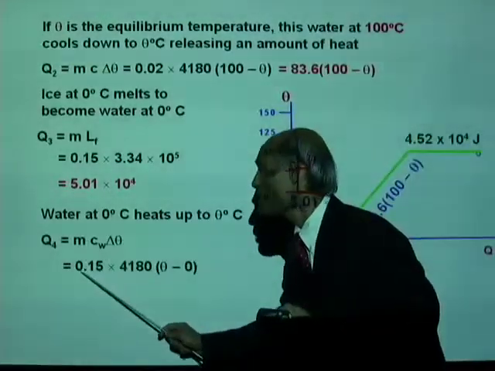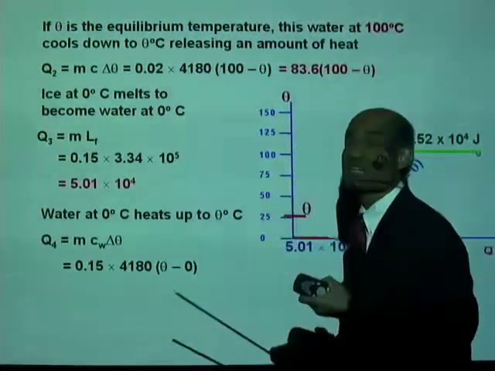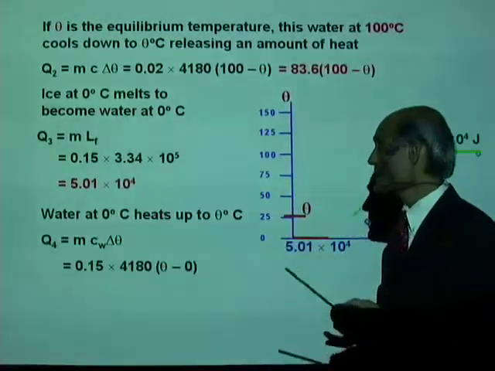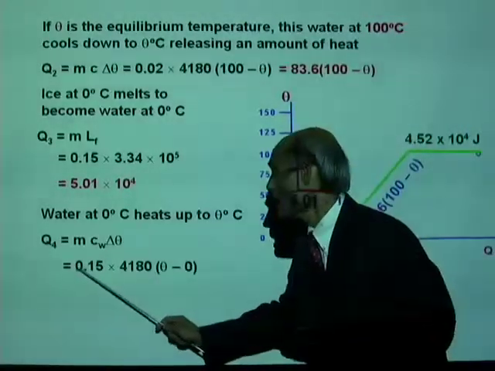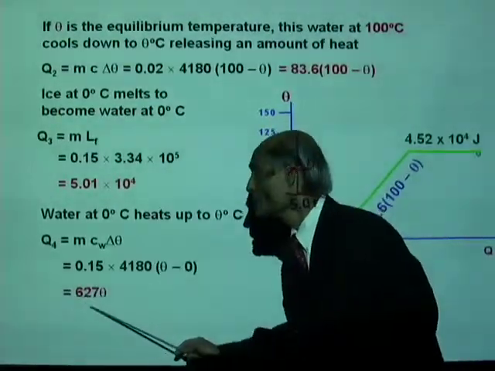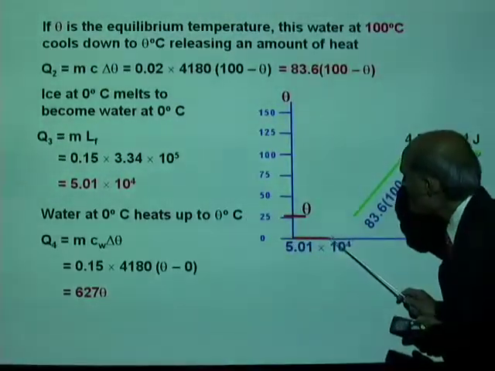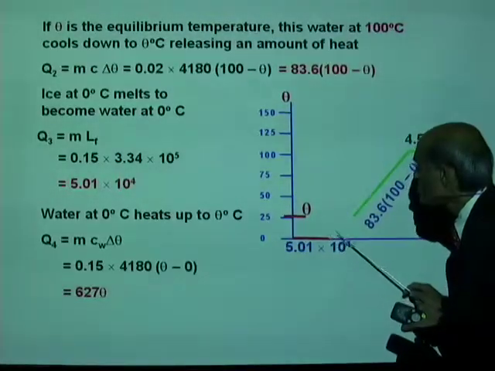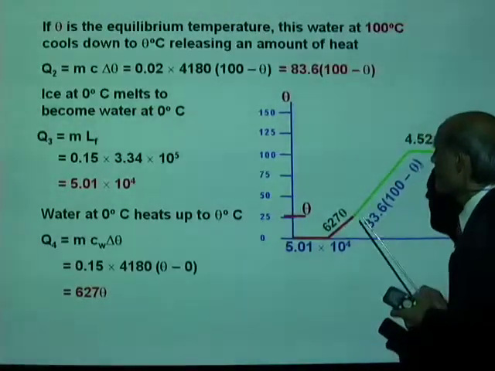So mass is 0.15. Specific heat of water is 4,180 joules per kilogram per Kelvin. The change in temperature is theta minus 0, which is theta itself. So I can multiply these two numbers and then multiply by theta. It gives me 627 theta is the heat absorbed during that time. Water increases from 0 degrees to theta. There you are, 627 theta.